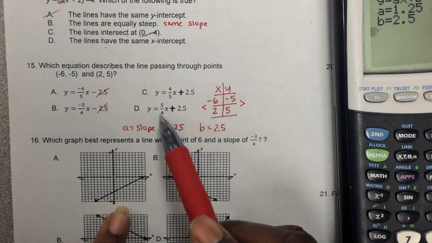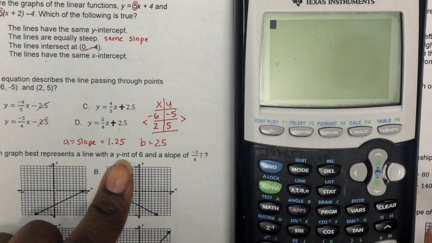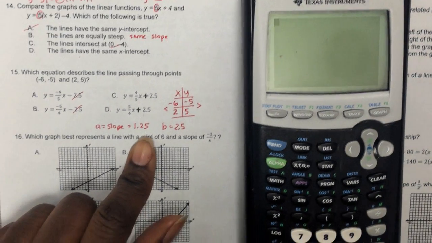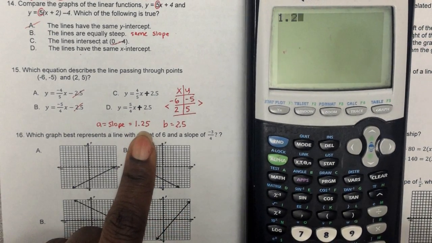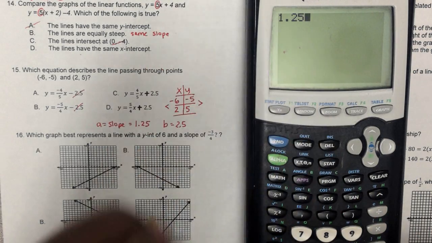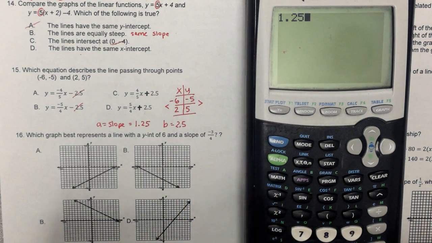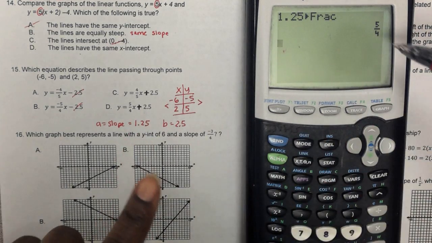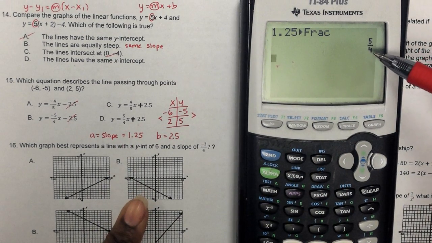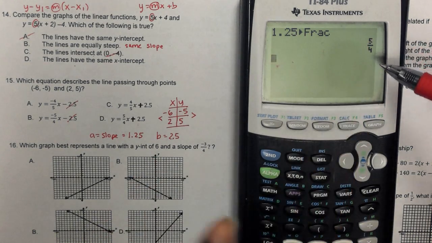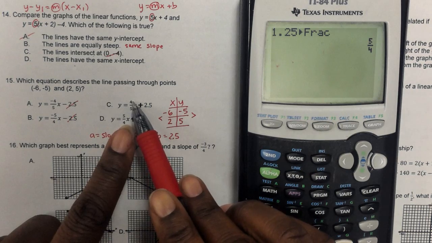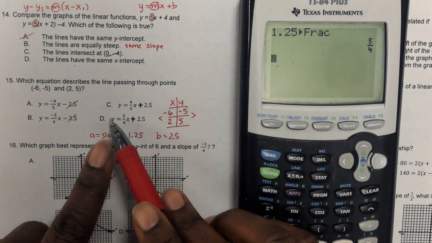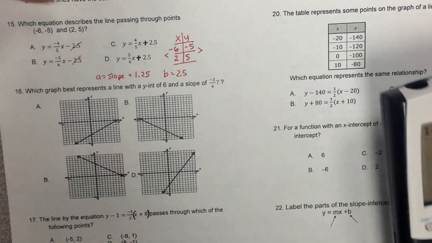The only thing is, look at the slope. They did not use decimals. So remember, you need to change your decimal back to a fraction. So put in 1.25 and remember the 3 steps. Math. Press math, press enter, enter, and it will change it back. The 5 is on top, the 4 is on bottom. Remember, it doesn't matter bigger or smaller. Which one of these has a 5 on top and a 4 on bottom? The answer should be D for that one. Please circle your answer.